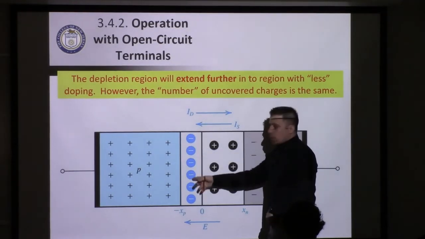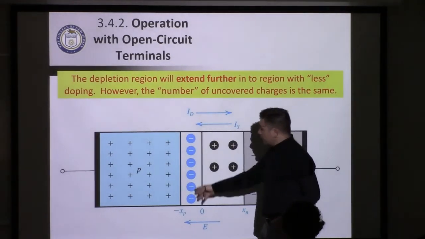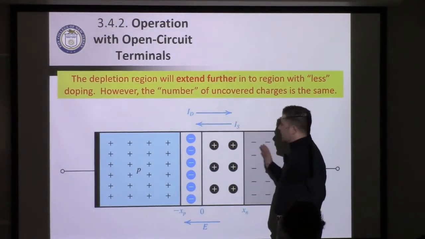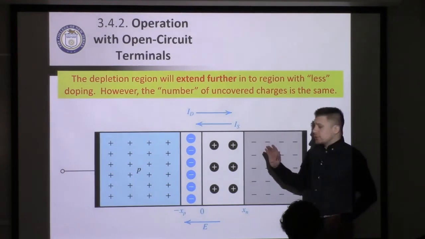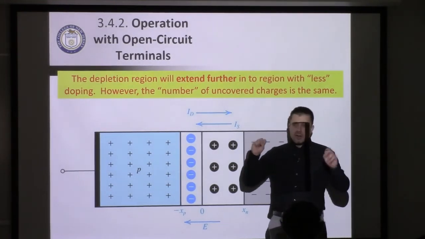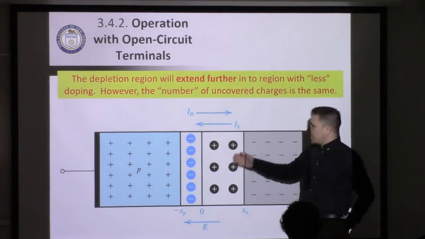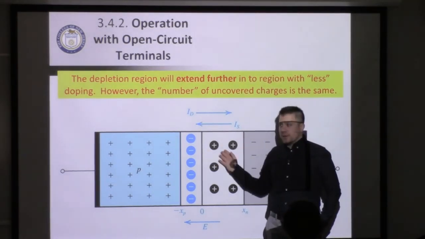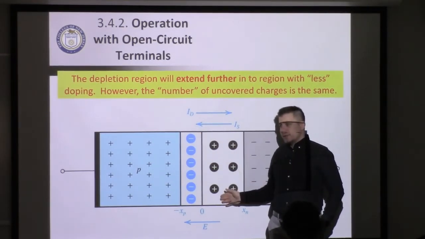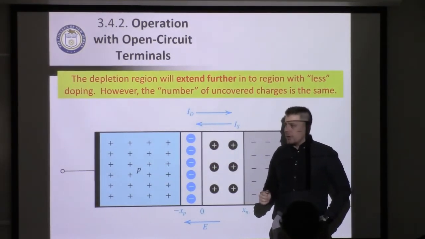We only require one column in order to capture 6 uncovered bound charges, whereas the doping concentration on the other side is lower, and therefore it takes 2 columns, or double the amount of width, to get our 6 charge carriers. But again, the equality that we're looking for is charge. The absolute values of the charges are equal to one another.